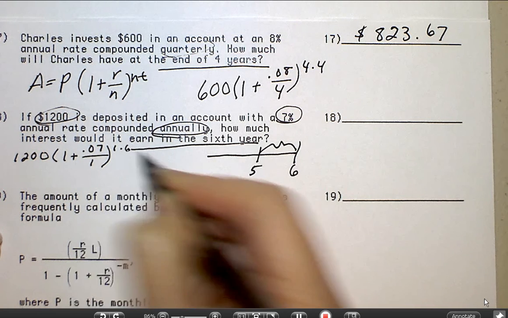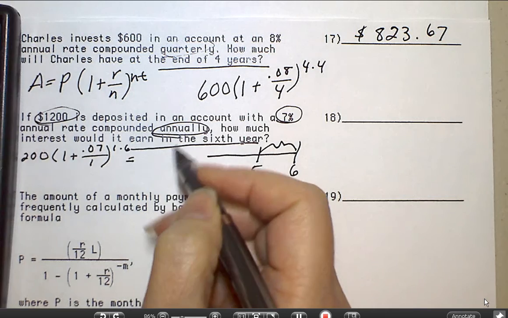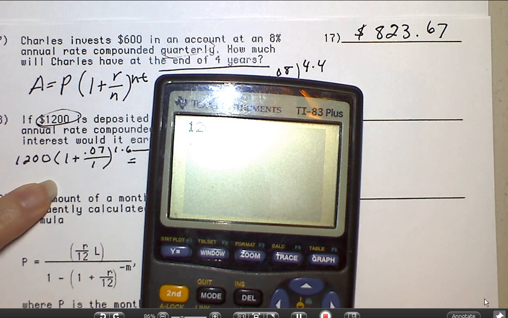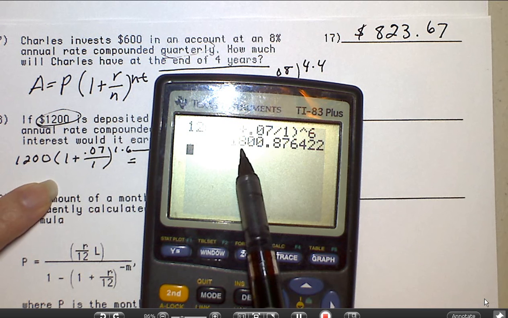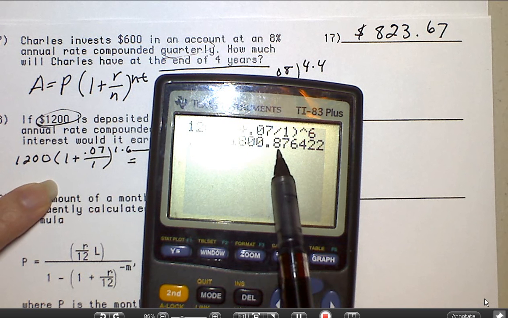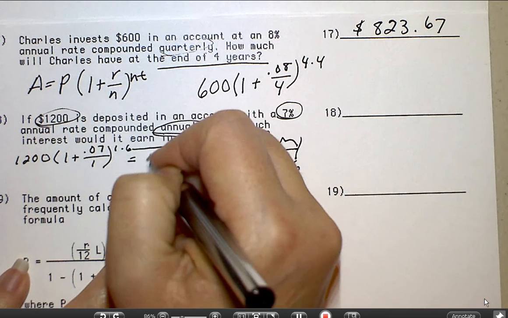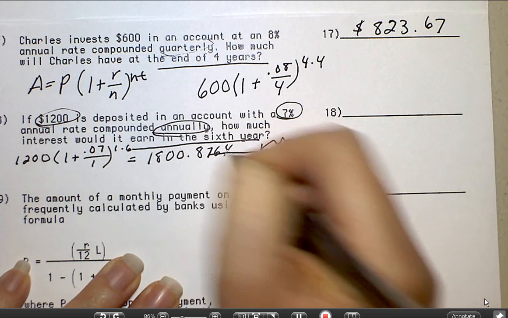And you put that into your calculator, and when you put it into your calculator, make sure you don't round too soon, because if you round in the middle, you're going to have the wrong answer at the end. Since this is the middle of the problem, we're not going to round. So I'm going to write down 1,800.8764. So I'm going to write that whole thing down right there. And then I'm going to find out the 5th year.